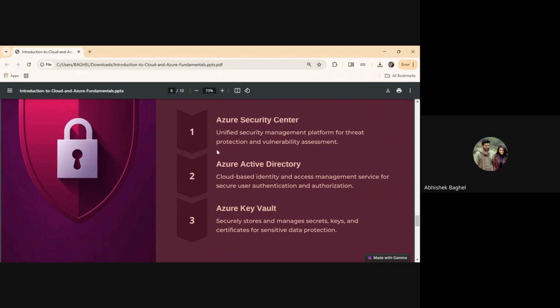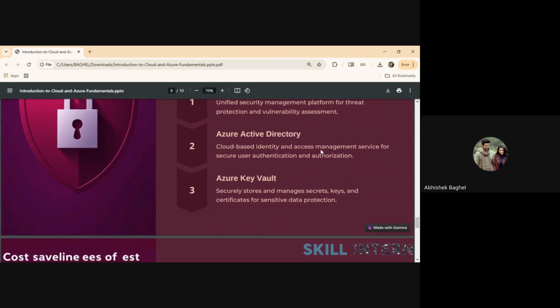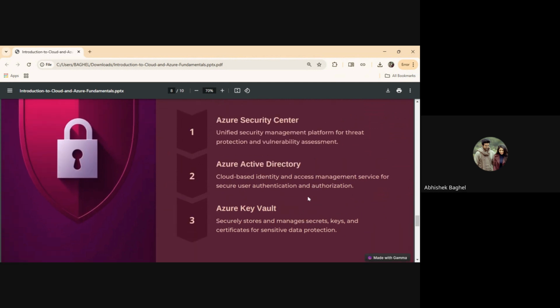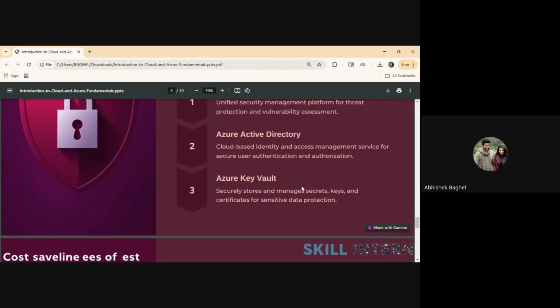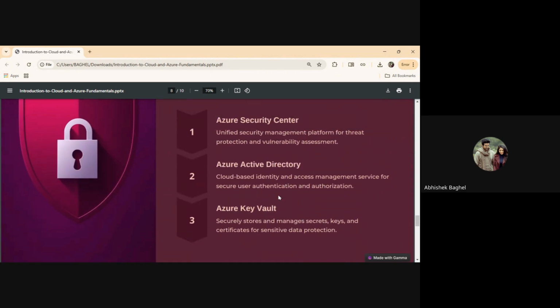So you need certain fixed names or directories so that you can easily authenticate and authorize the person. Okay? You rely on these things. Azure Key Vault securely stores and manages secret keys, secrets, keys, and certificates for sensitive data. These are the basic features only. They have one key vault, directory, security. Even if you are building something, these are necessary for that also. Security you need it. Okay.